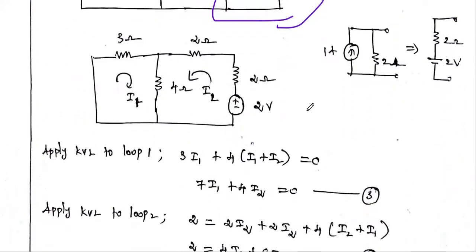Okay, now you see a 2 loop circuit. This 3 loop circuit is converted into a 2 loop circuit. Now you can use mesh analysis in order to solve the current flowing through the 4 ohm resistor. Okay, so here how many meshes?